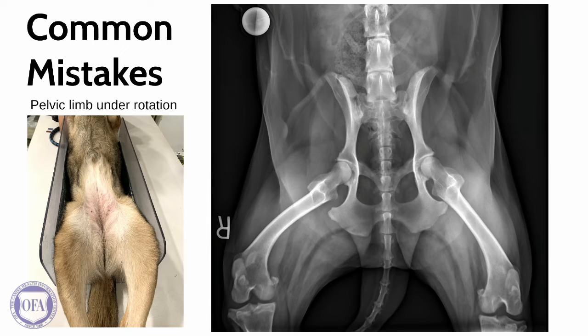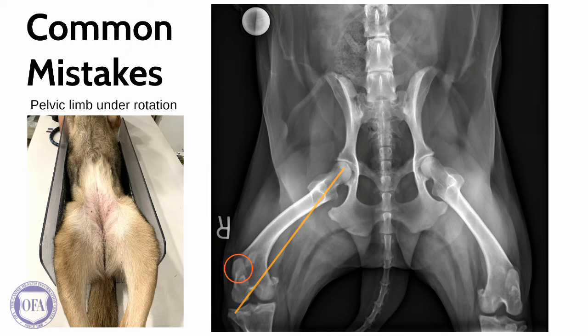Under-rotation of the pelvic limbs results in a partial frog-legged view. This may alter the way that the femoral head and neck appear in the image and prevents proper assessment of the femoral heads and necks for evidence of secondary degenerative changes. Once again, the angle of the limb does not align with the ideal parallel limb positioning, and in this case the patella is seen lateral to the femur.